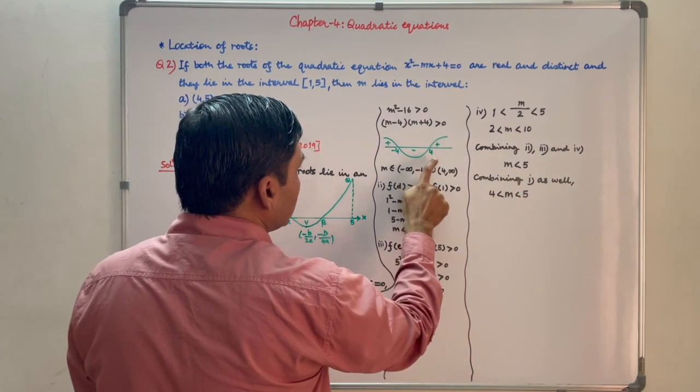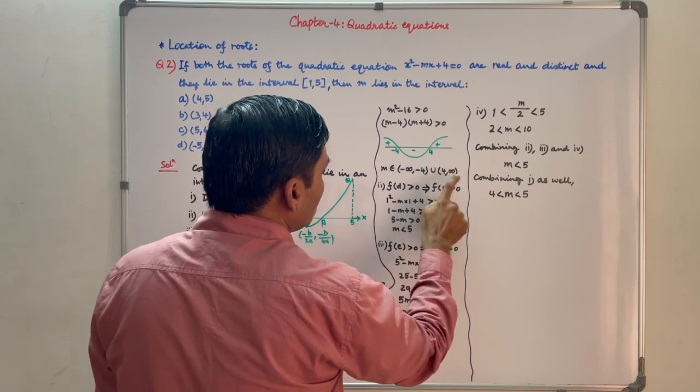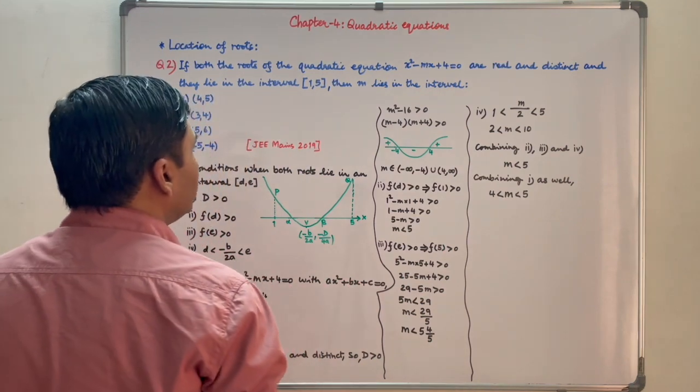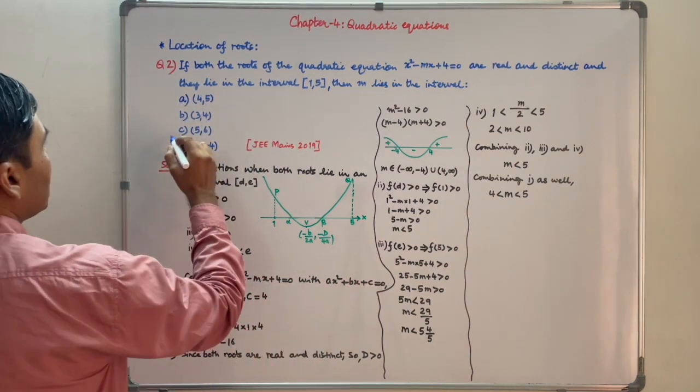Condition number 1 says m is greater than 4. So m lies between 4 and 5. So that is our answer. So the correct option is option A.